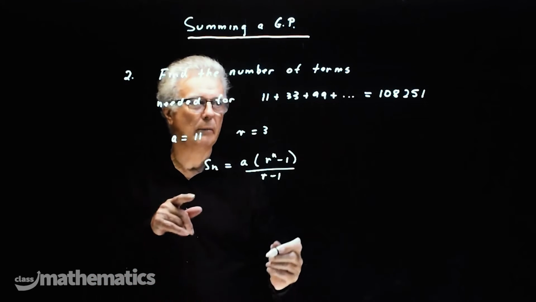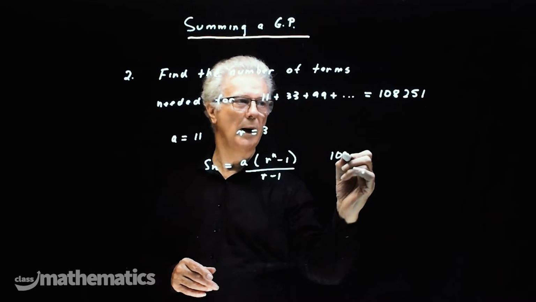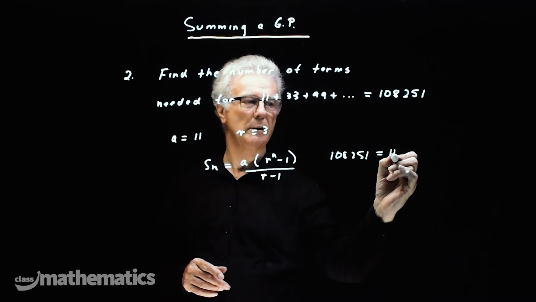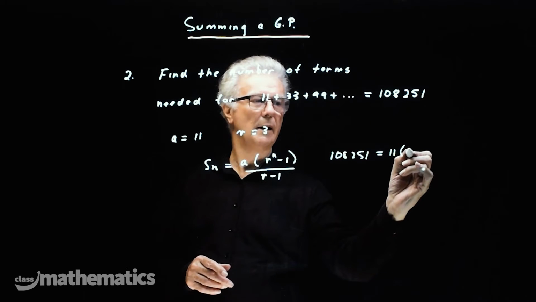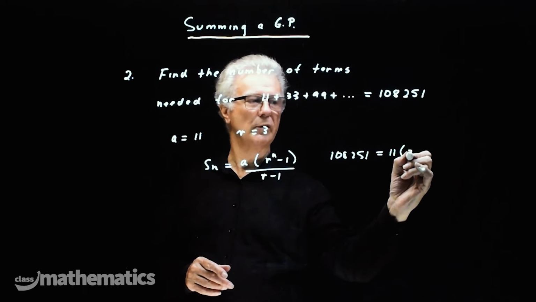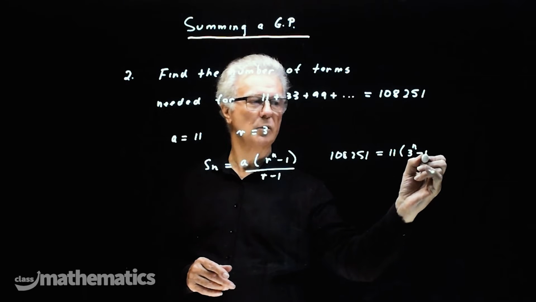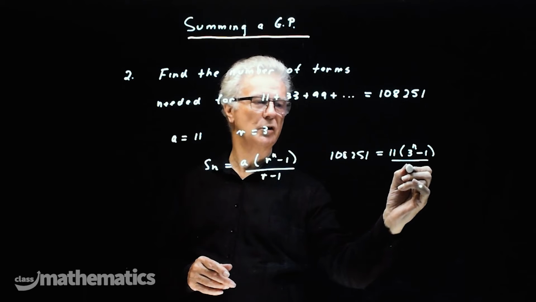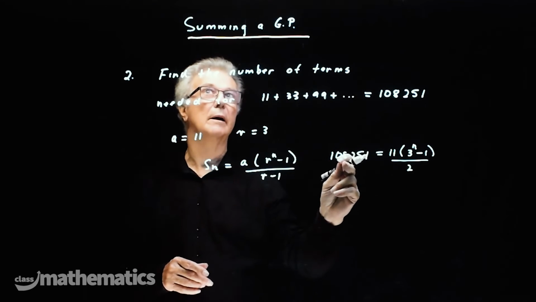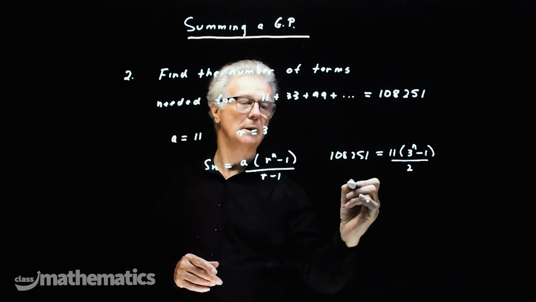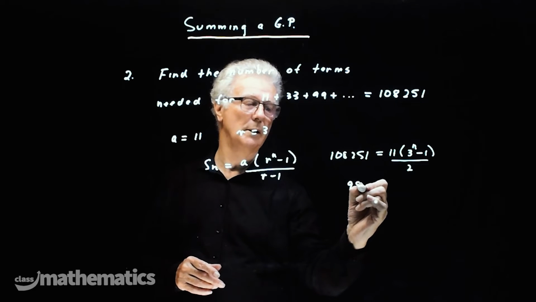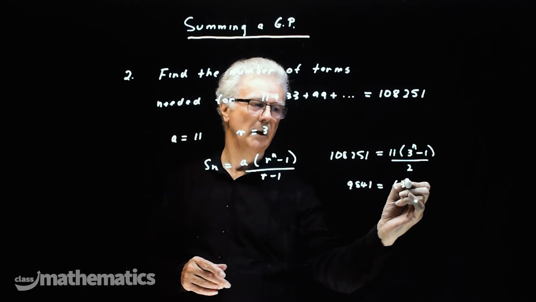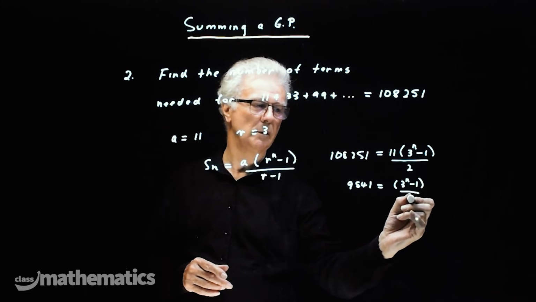So we know that this is a big number. 108251 must be equal to 11 outside of the R, which is the 3, to the n minus 1, all over the R minus 1, which is just 2. Now dividing that by 11, we're going to get 9841 equals 3 to the n minus 1 over 2.